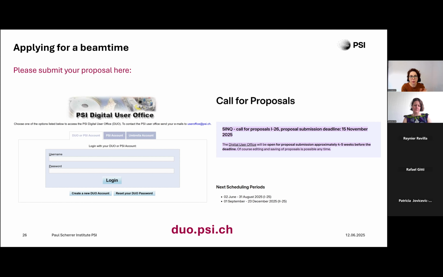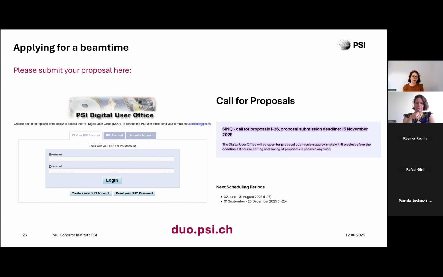In addition to the introduction to neutron imaging itself, I also wanted to very quickly introduce you to how you can access our instrument. Maybe many of you know, but just for those who may not be aware: if you would like to experiment with your own samples at SynQ, you can first visit our user office website.